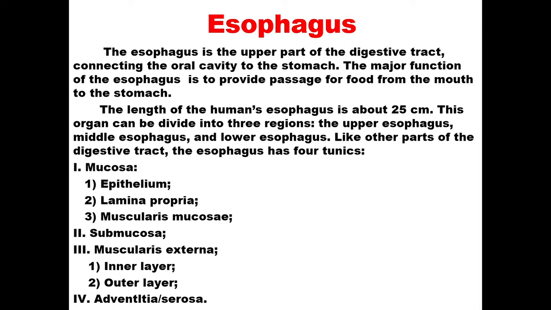Like other parts of the digestive tract, the esophagus has four tunics in its wall. They are mucosa, submucosa, muscularis externa, and adventitia or serosa. The innermost mucosa of the esophagus consists of three layers. They are epithelium, lamina propria, and muscularis mucosae.